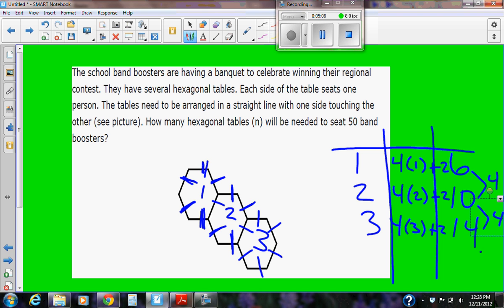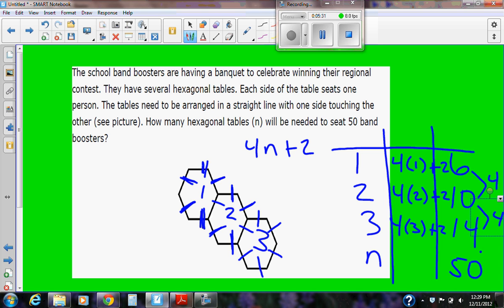But it doesn't ask us for the rule. It asks us how many hexagonal tables we will need to seat 50 band boosters. Well, so we need this to equal 50, and we're looking for our number of tables, n. So we do have a rule. Our rule is 4n plus 2.